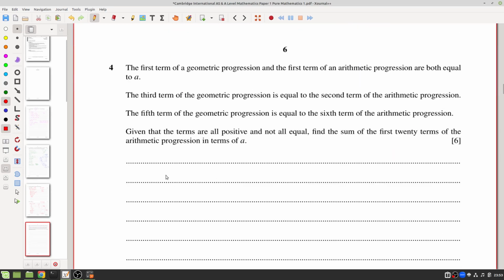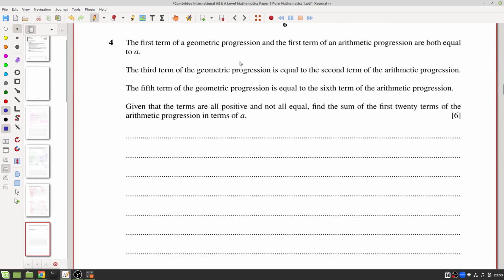All right. Next up, the first term of a geometric progression and the first term of an arithmetic progression are both equal to a. Okay, so before we get to that, let's just write down our formulas for this. So for an AP, arithmetic progression, we have the nth term is the first term plus n minus 1 times the common difference. For a GP, we have the nth term is the first term times the common ratio to the power n minus 1. Okay, so that's for an AP and a GP.